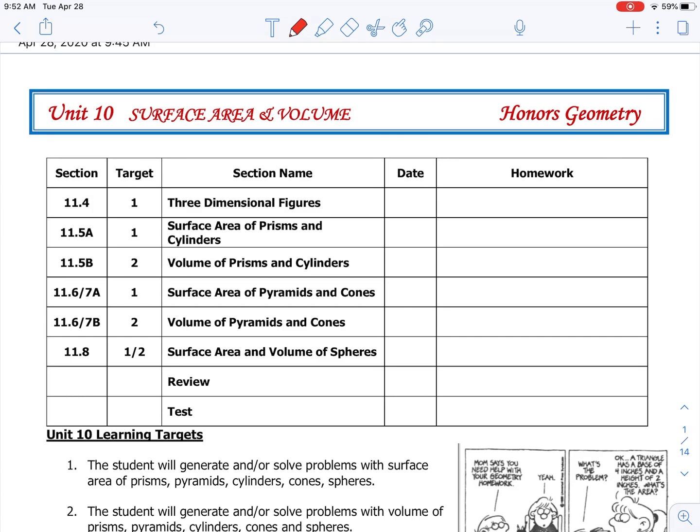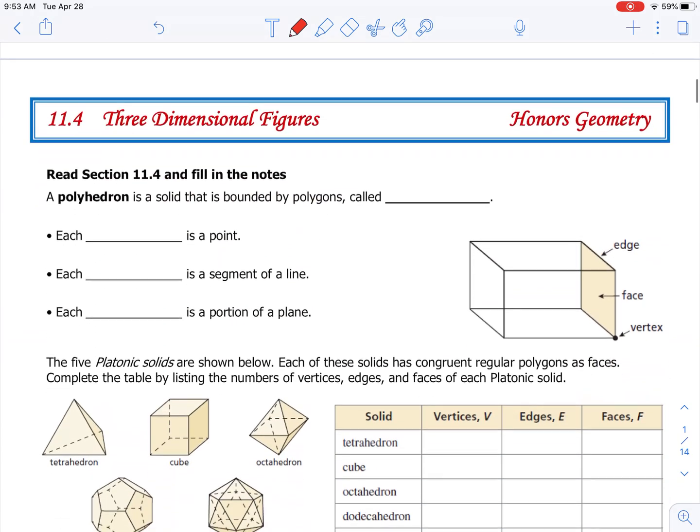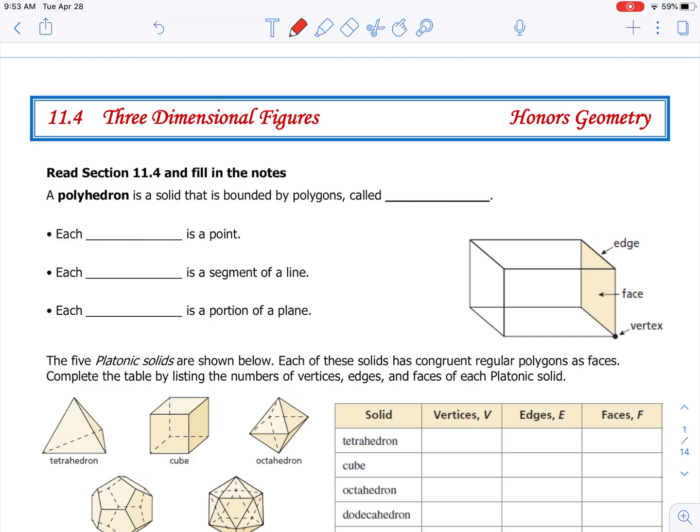So we're really going to focus on the foundational building blocks this week, and then next week we'll look at some of the more involved and sometimes difficult cases. Now, with that said, let's talk about three-dimensional figures in general.